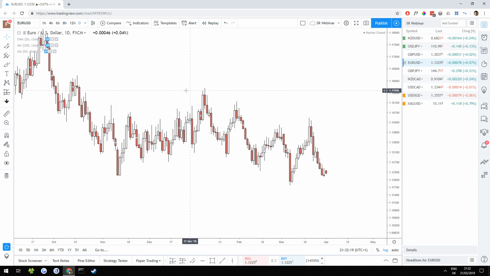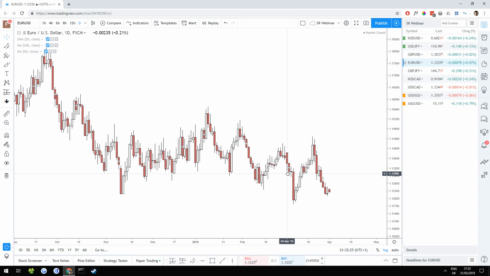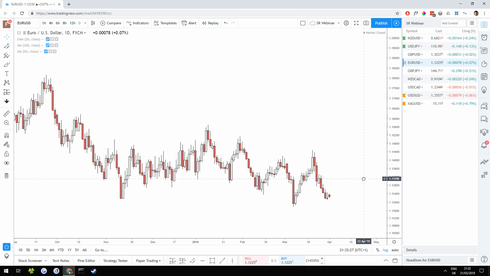EURUSD is another example of an extremely messy pair at the moment. And again, EURUSD is messy because of Brexit. Brexit is affecting the euro just as it's affecting USD. And the euro is becoming very, very difficult to trade at the moment.